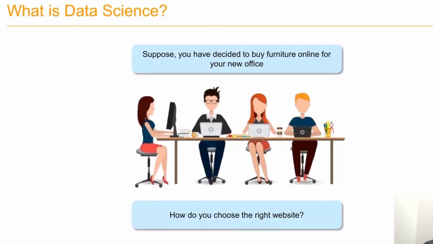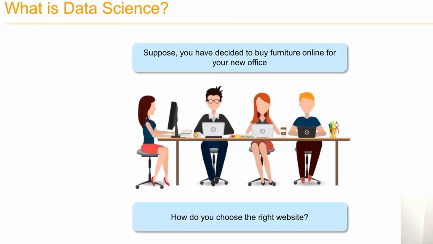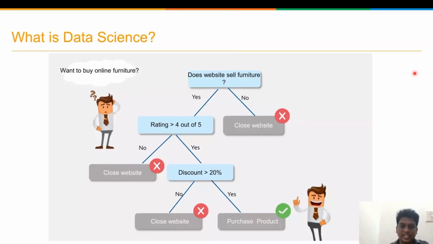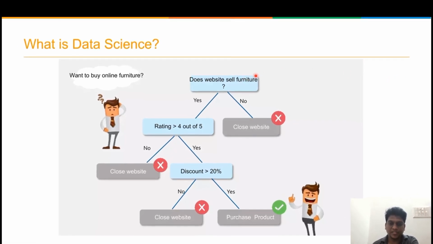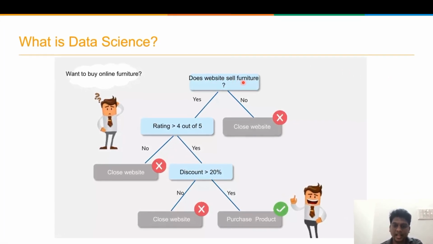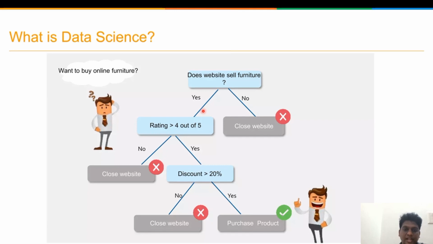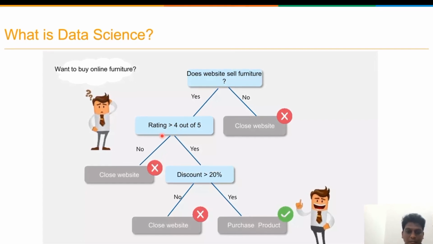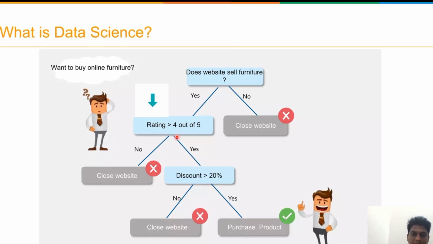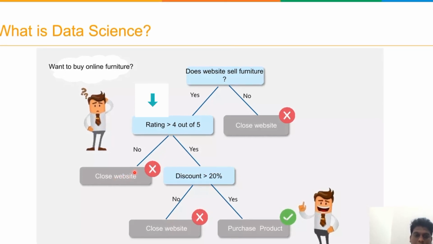If you want to buy furniture online, the first thing we have to do is search through the website. Let us see with an example. First we check whether the website is selling furniture. If no, we can close the website. If yes, we check whether it has a rating of more than 4. If no, we close that window. Otherwise, we find whether it has a discount of more than 20. If yes, we can purchase the product.